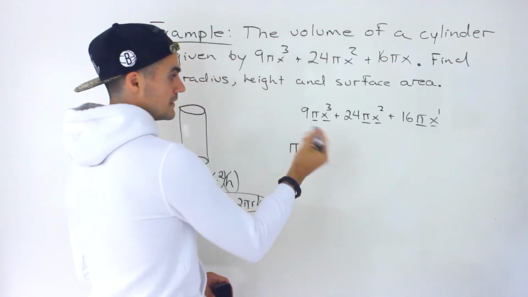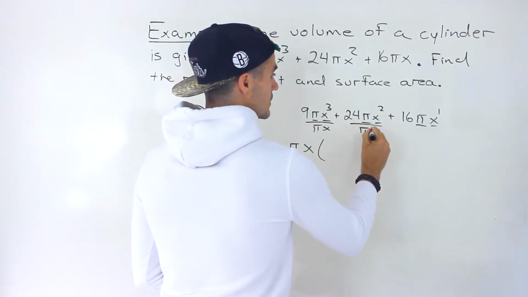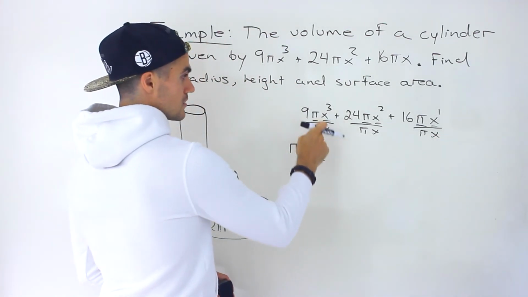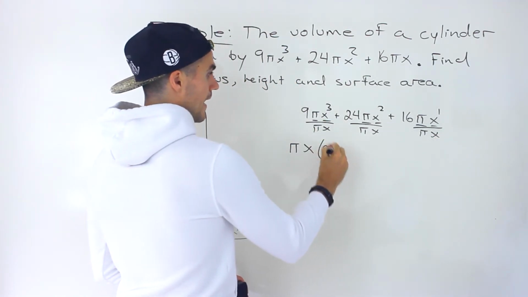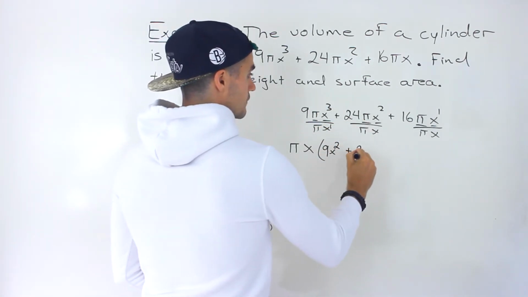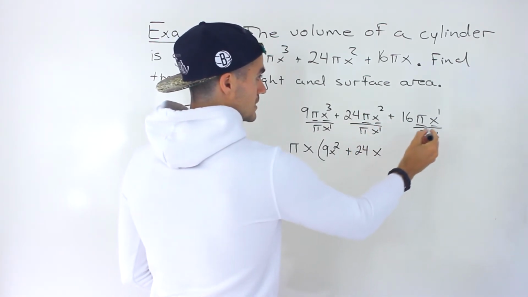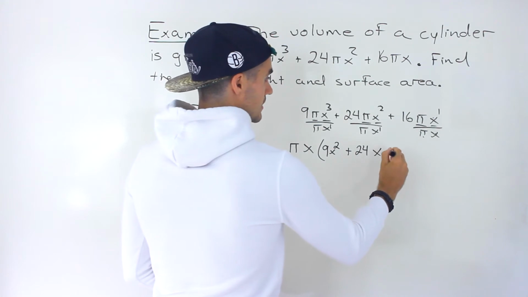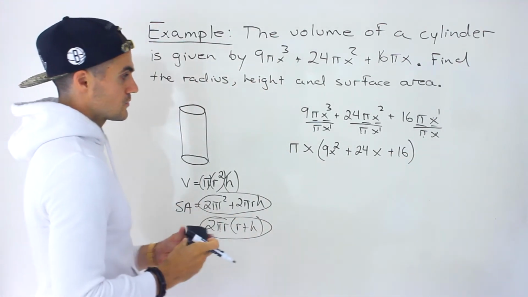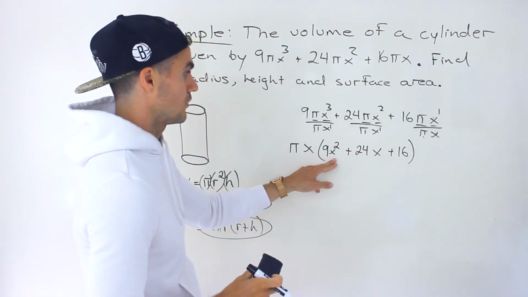And so what would we be left with in the brackets when we do that? Well, we would just divide all of these by what we took out, the pi x. So notice here the pi's would cancel out. We're left with 9x, and then 3 minus 1 would be 2. Here we'd have 24, the pi's cancel out, and x to the 2 over x to the 1 is just x. Here the pi's cancel out, the x's cancel out, and we're left with a 16 like that. Right? So we're ending up with pi x times this over here.